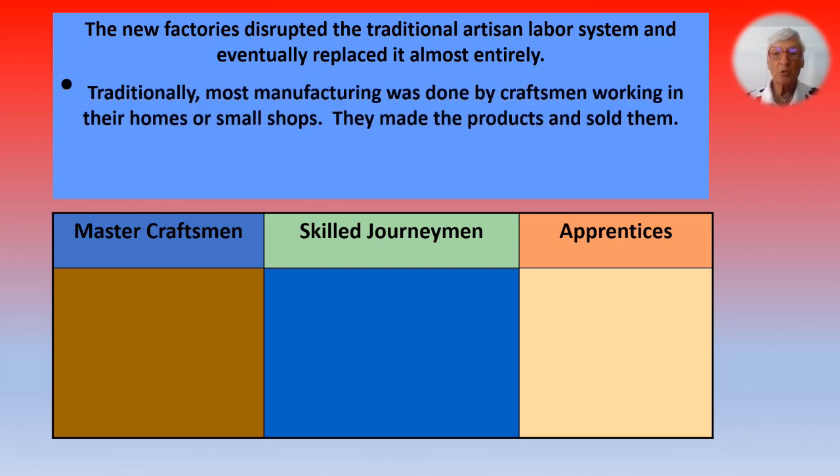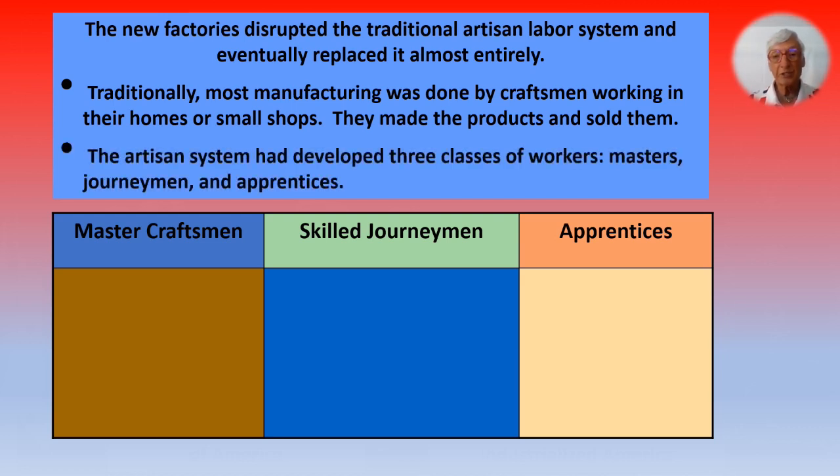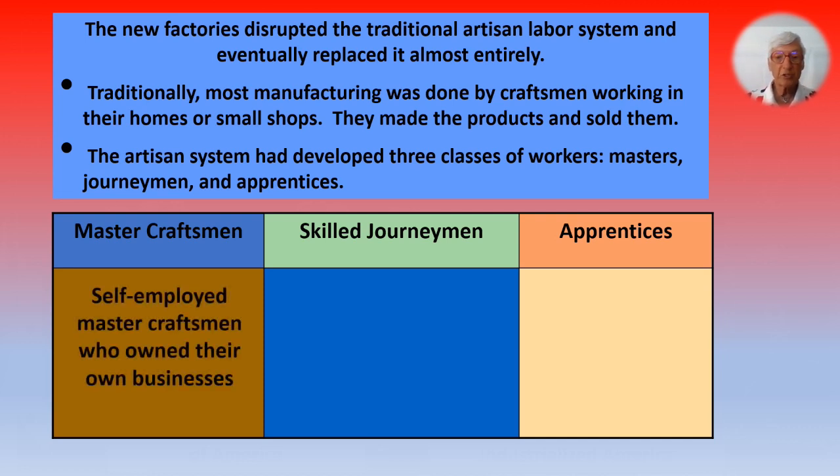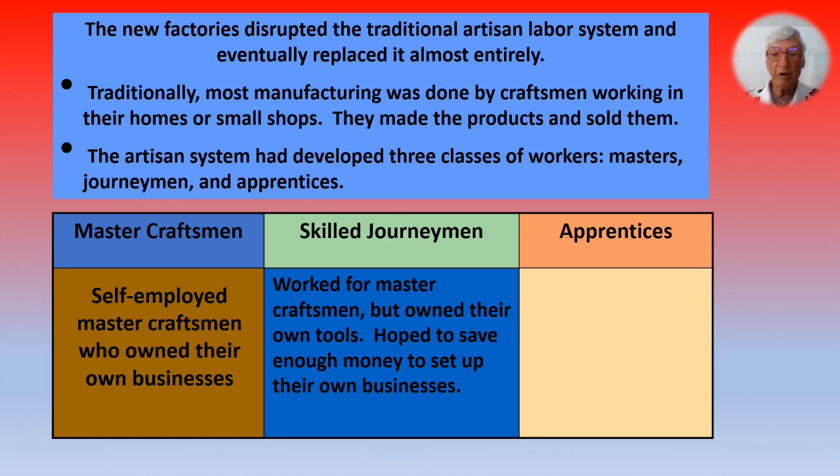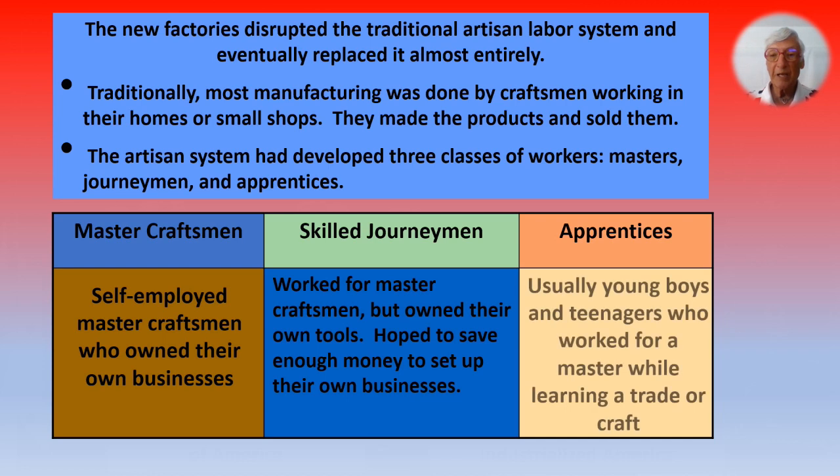Traditionally, most manufacturing was done by craftsmen working in their homes or small shops, and they made their products and they sold them. The artisan system had developed three classes of workers: masters, journeymen, and apprentices. The master craftsman was self-employed, a master craftsman who owned their own business. The skilled journeymen worked for the master craftsman but owned their own tools. They hoped to save enough money to set up their own business someday. And then there were apprentices, usually young boys and teenagers who worked for a master while learning a trade or a craft, and they hoped to become skilled journeymen and later master craftsmen on their own.